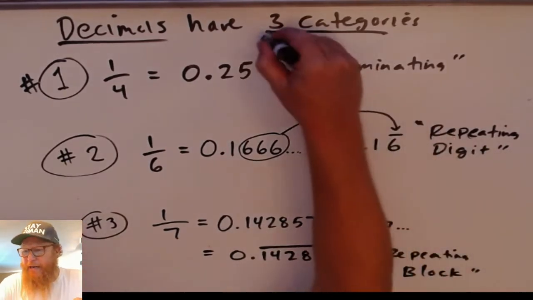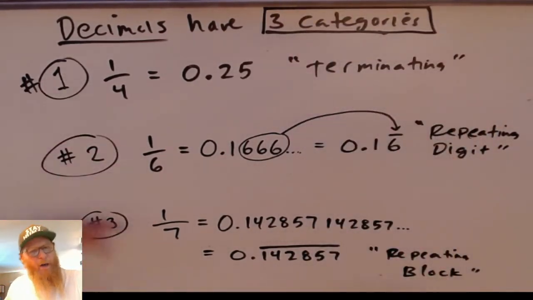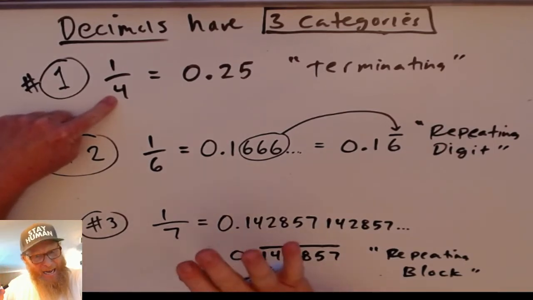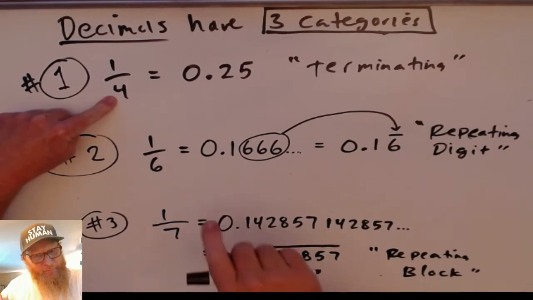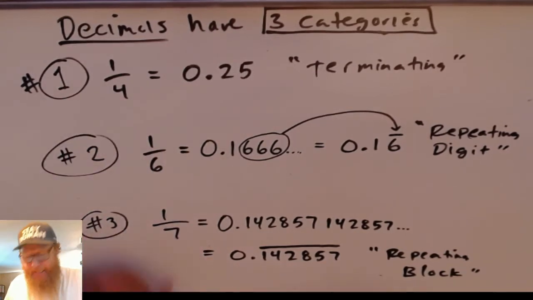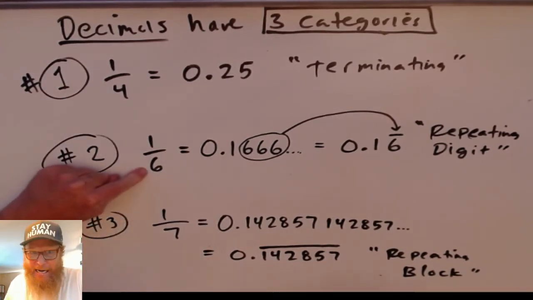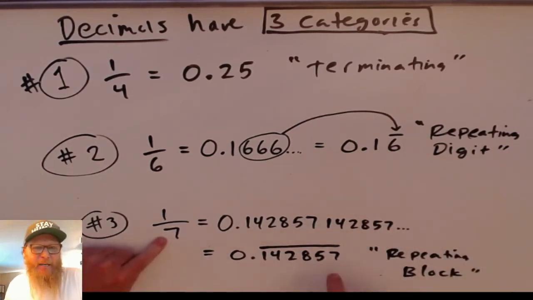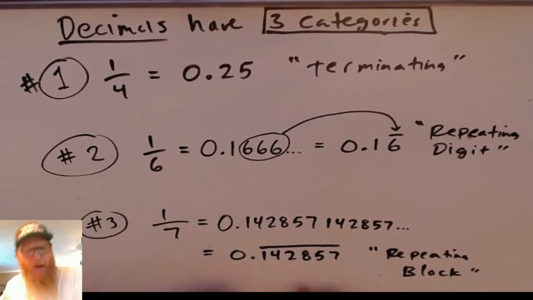So those are the 3 basic categories. Now, this is one example from each category. But in general, if you just want something to memorize, if the denominator is 2, 4, 5, 8, 10, you might as well just stop there. Those are the ones that are going to terminate. If the denominator is 3, 6, or 9, you're going to have a repeating digit. And then if the denominator is 7, 11, or 13, you're going to have a repeating block.